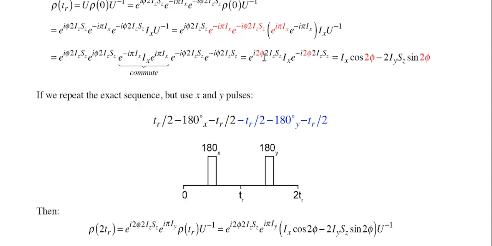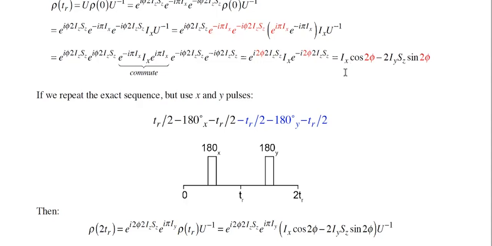I doubled it, e to the i 2 phi IzSz Ix. And then afterwards, the other side is exactly the same. So now at this point, I can actually do my normal time oscillation of the density operator. And I hope this is clear that you are now evolving Ix magnetization under the influence of IzSz with its corresponding phase in the front.